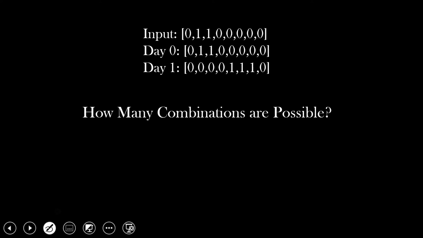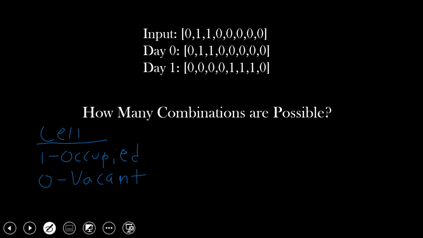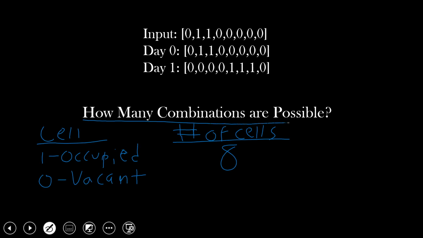And this is how. First you need to realize that each cell can either be a 0 or a 1, occupied or vacant. We also need to realize that at any given day, the number of cells is not changing. The number of cells will always be 8. So we know that for each cell we have 2 states, and we have a total of 8 cells. To answer our question of how many combinations are possible, the answer is 2 to the 8th, which is essentially 256. So that tells us that there's 256 total combinations.